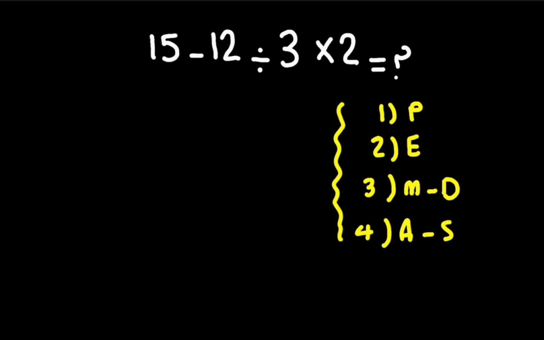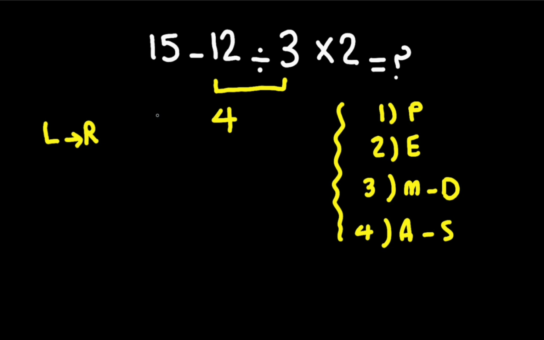So according to this rule, we have one division here and one multiplication here that we have to solve first. And as we know, multiplication and division are equally important. So we have to solve from left to right. Now, 12 divided by 3 gives us 4.